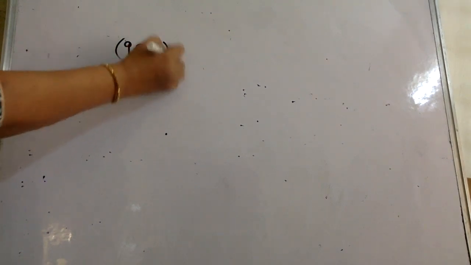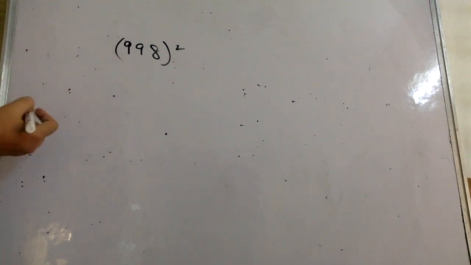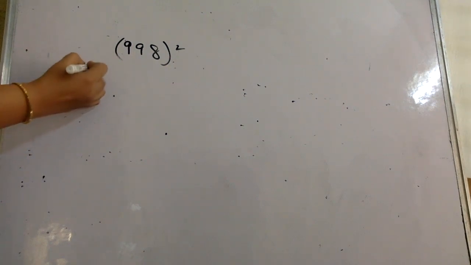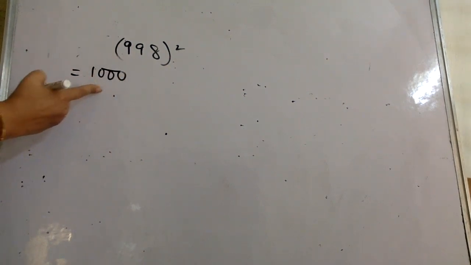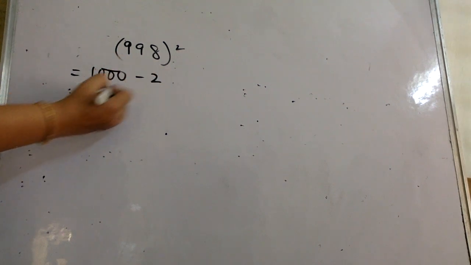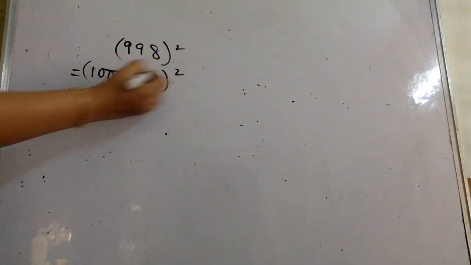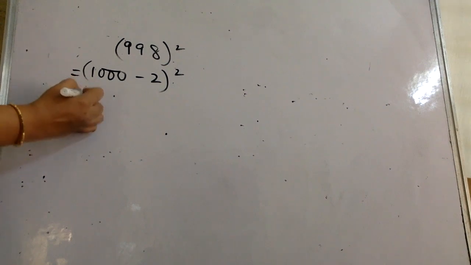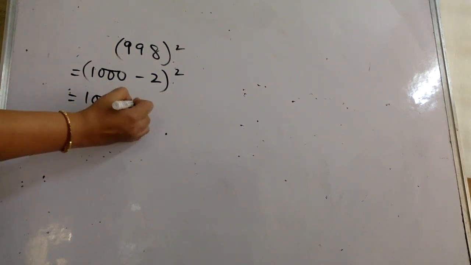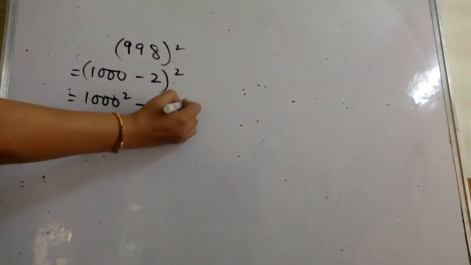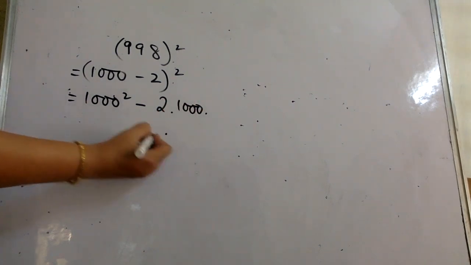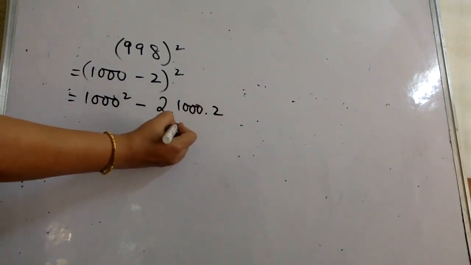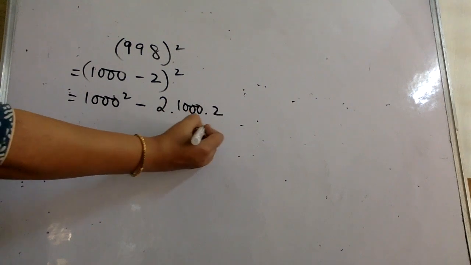998, okay, and that one square. This is also using an identity. How do we do it? Now here we have to split it. Now see how we split it. 1000 minus 2, okay, and a whole square. Okay, so that is 1000 square minus 2 into 1000 into 2, okay, and plus 4.